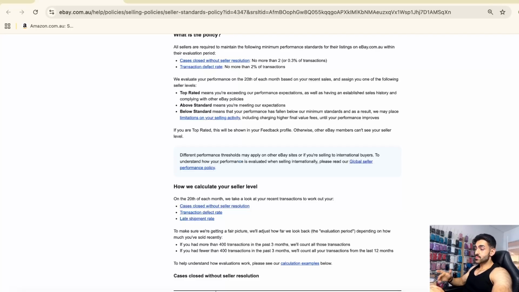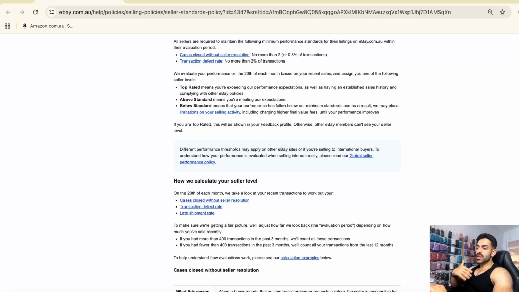Moving on, top rated, as I explained to you above, means you're exceeding our performance expectations. You're performing better than they expected. Above standard means you're meeting our expectations, right? Above standard doesn't mean that you're better. It just means that, say, 20% is the standard, you're 21%, now you're above, right? If you think about it logically. Okay. Below standard is below 20. It could be 19.9. You're still below.